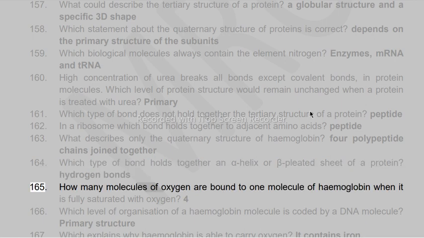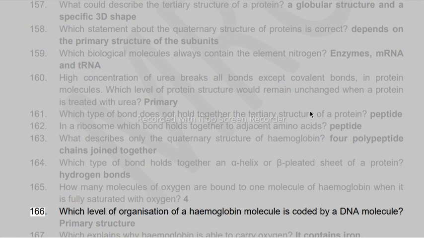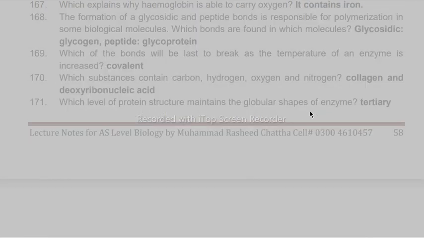Hydrogen bonds. 165. How many molecules of oxygen are bound to one molecule of hemoglobin when it is fully saturated with oxygen? 166. Which level of organization of a hemoglobin molecule is coded by a DNA molecule? Primary structure. 167. Which explains why hemoglobin is able to carry oxygen?